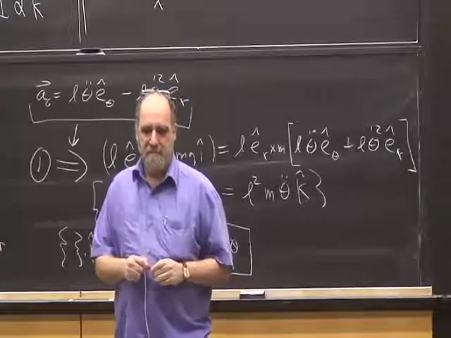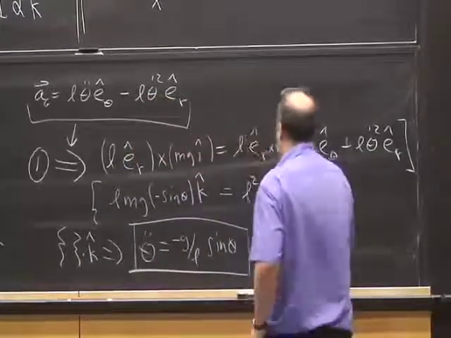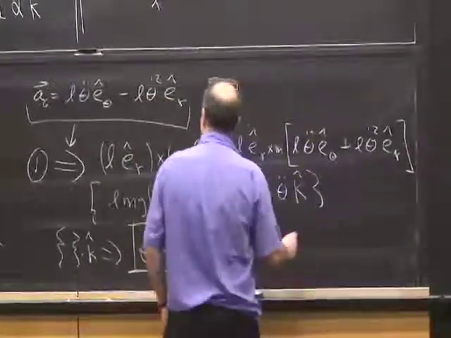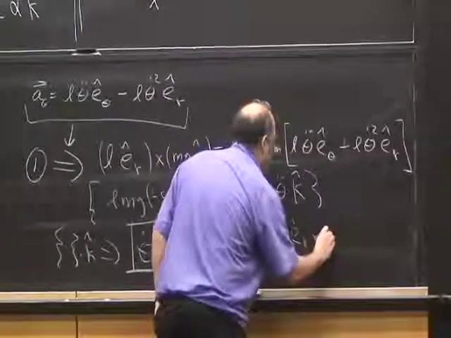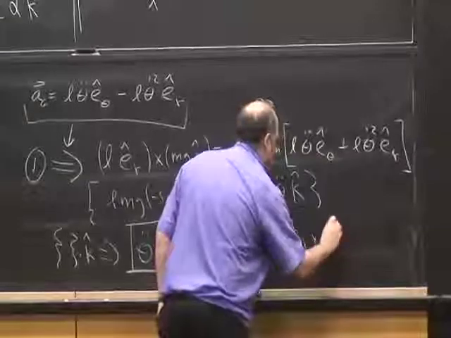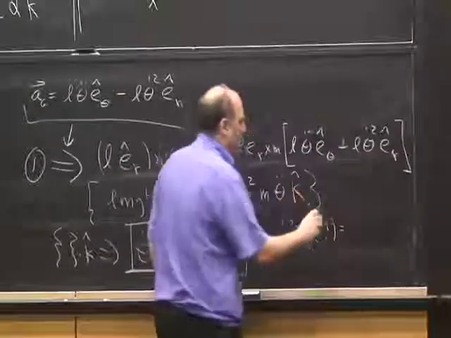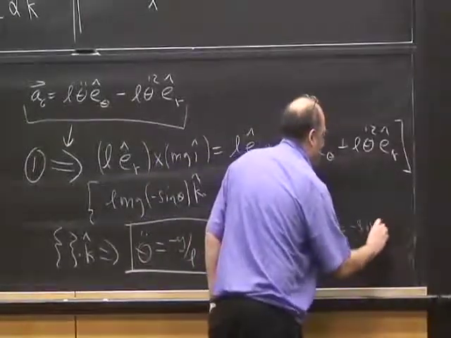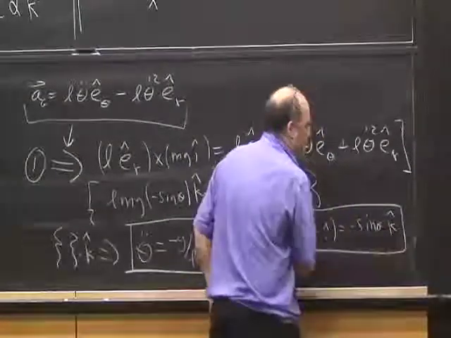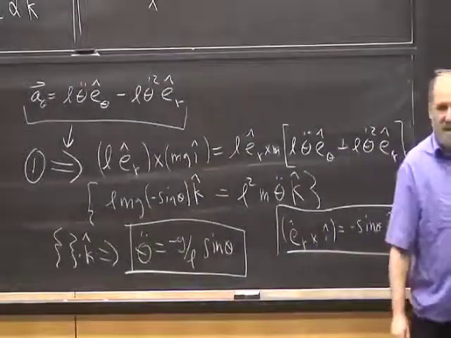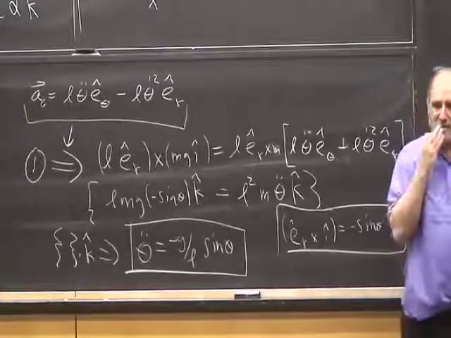Yes? Where did you get the sine theta from? Where did I get the sine theta from? I had to deal with an E sub r crossed with an I. And that's what I claimed was equal to minus sine theta k. And how did I get that? I used the right-hand rule in this picture, right over here. Does that answer your question?